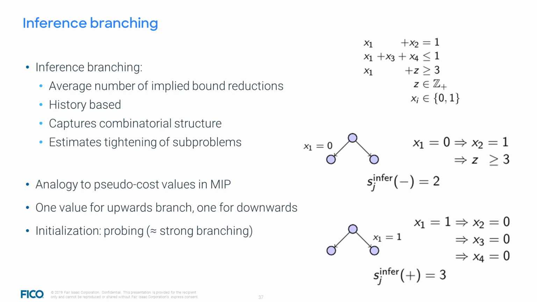Inference branching keeps history information on the number of triggered domain reductions, again for up and down branches on each variable, and aims at selecting a fractional variable that is expected to trigger many deductions on both sides when branched on. Note that this is independent of the actual LP value.